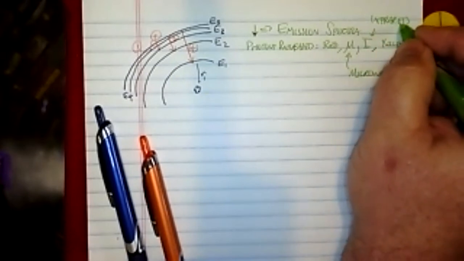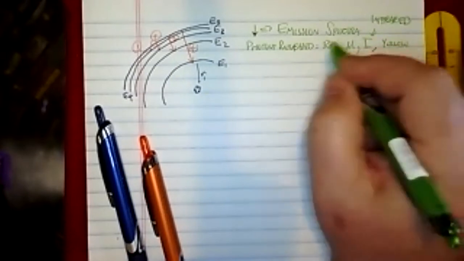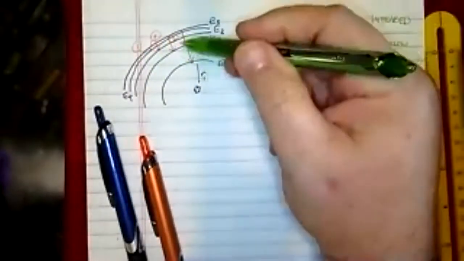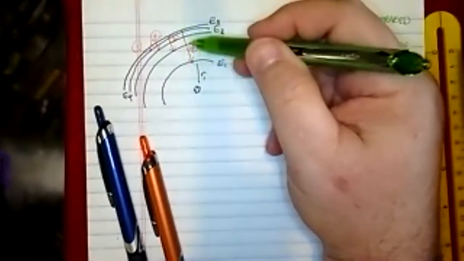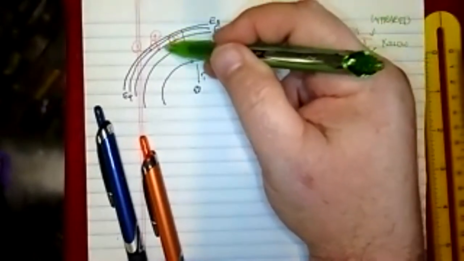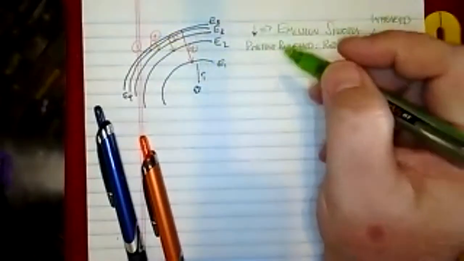So this is the infrared, this is the microwave, this is yellow, this is red. So how do you answer this? Which question is which? Well, what you've got to realize is this one is the highest energy because it's the longest arrow. This is the second highest. This is the third highest, and this is the lowest energy.